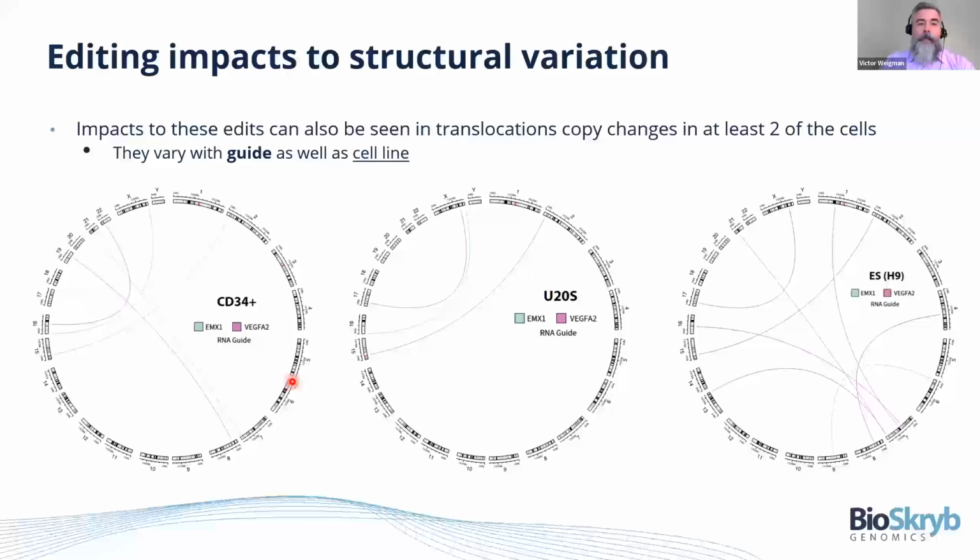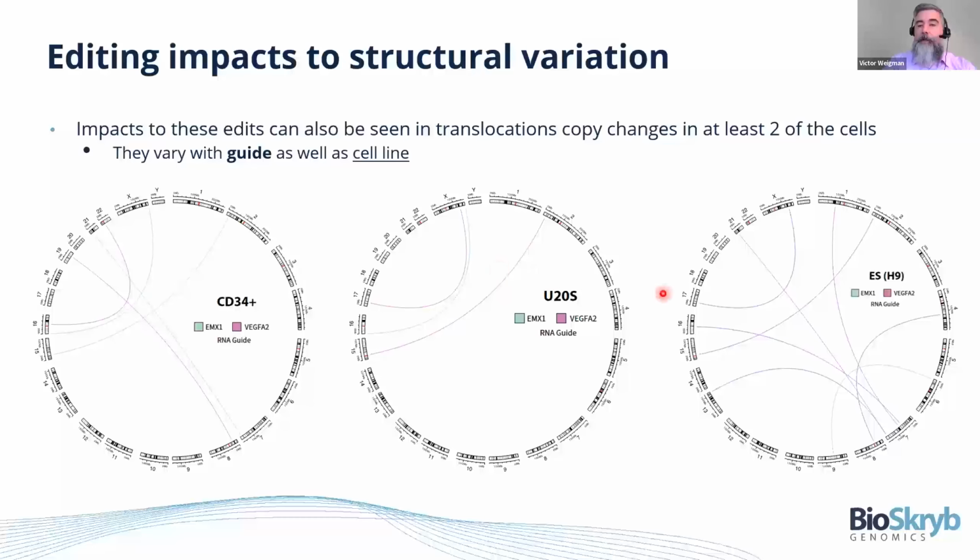So, editing impacts to structural variation. We are creating insertions and deletions, but in addition to these indels and these copy number changes, we're actually seeing translocations happen in these cell lines and other structural variants. Again, we're coloring the lines here by EMX1 or VEGF-A, the guides that we're leveraging here. But in this case, you can count that we've got 5 different translocations in this cell line from these edits.